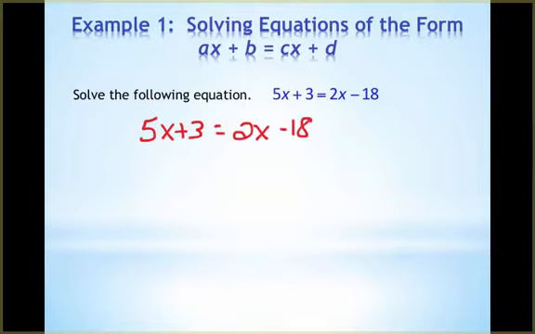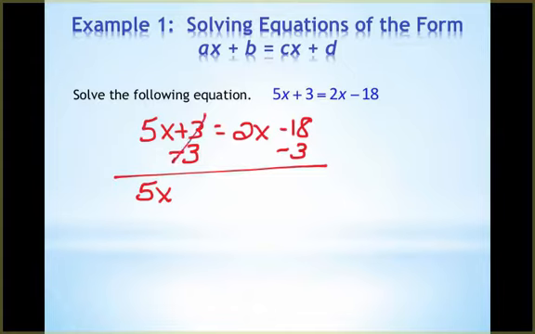Well, we have no grouping symbols and we have no like terms on each side. So what we're going to do is get our variables to one side and our constants to another. I like to try to get my variables over to the left and my constants to the right. Sometimes it's easier to do that in a different order, but I'm going to start by subtracting 3 from both sides. When I do, I get 5x equals 2x minus 21.